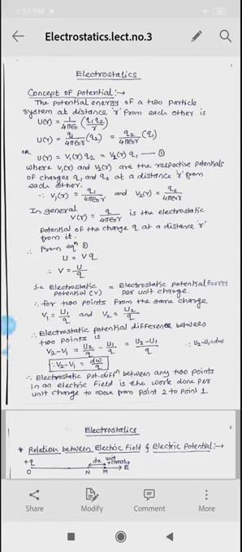Hello friends, this is lecture number 3 of the chapter Electrostatics. Let's start the first article in this video, that is the concept of potential.